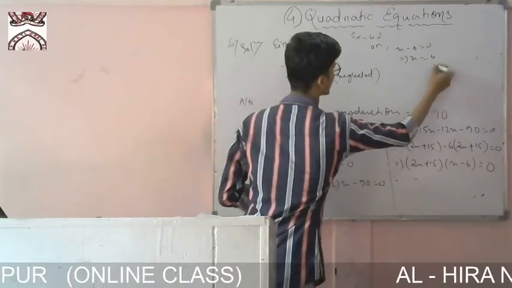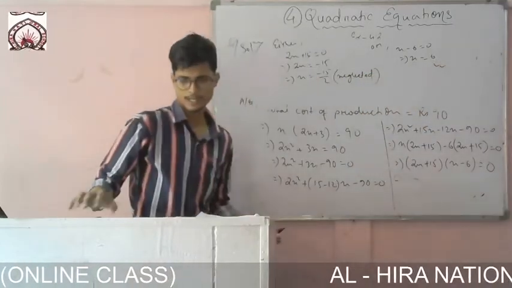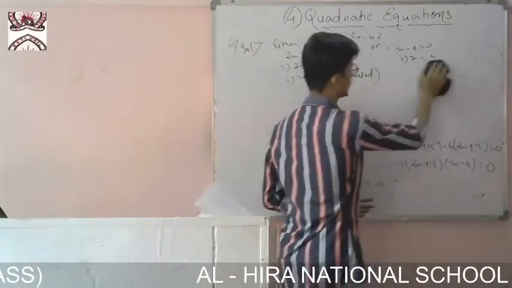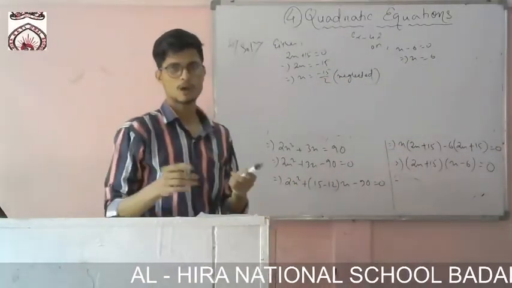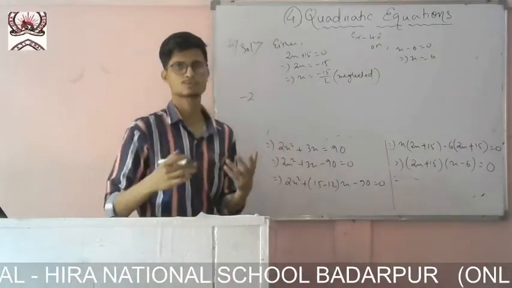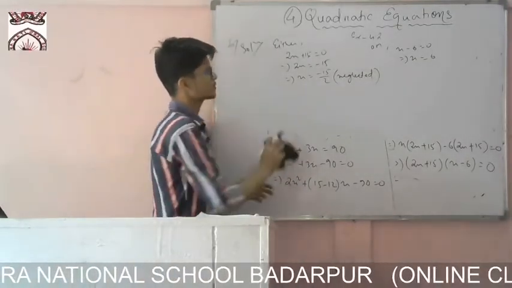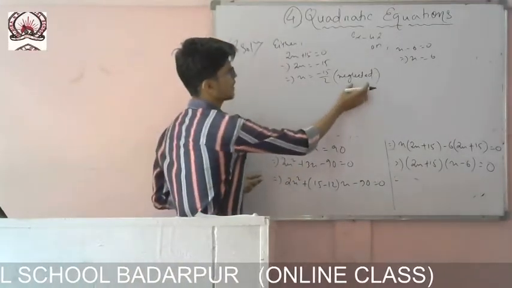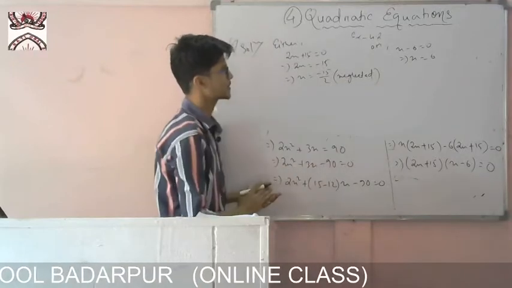So this is the answer. The number of articles cannot be negative, so that's why we are neglecting this one. Whenever we say how many, if I ask how many pens you have, you will say 2 pens. You will never say that minus 2 pens I have. Minus 2 is negative, so it cannot be entered. So this negative one will be neglected.